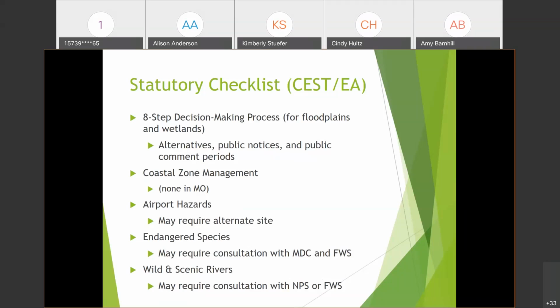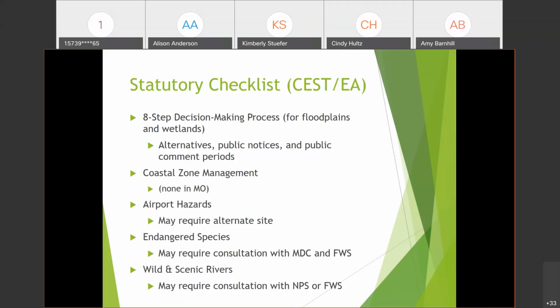And you also need to have proof of publication and proof of distribution in your file, so that we can see who all it was sent to. And the 8 steps, it has, of course, 8 steps, but it helps you find alternatives to doing work in the floodplain, and also mitigation, helps you develop mitigation of ways to reduce adverse impacts to floodplains and wetlands.